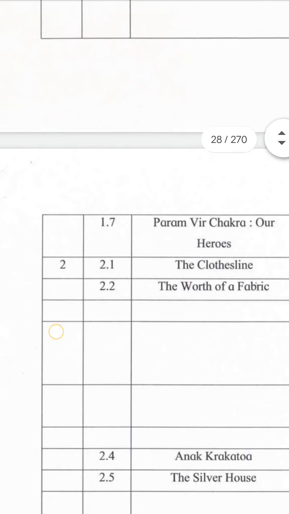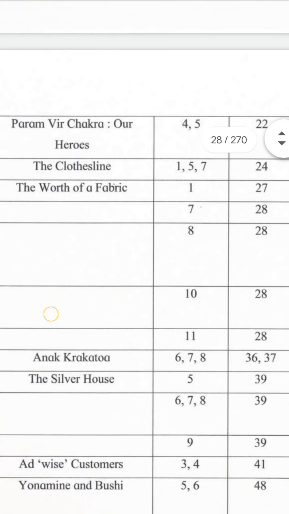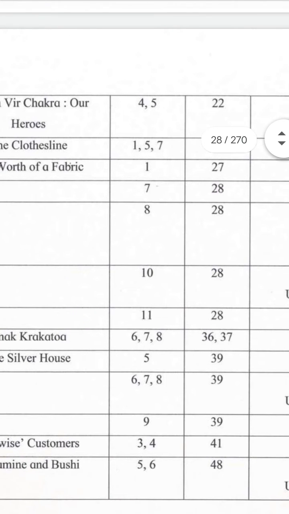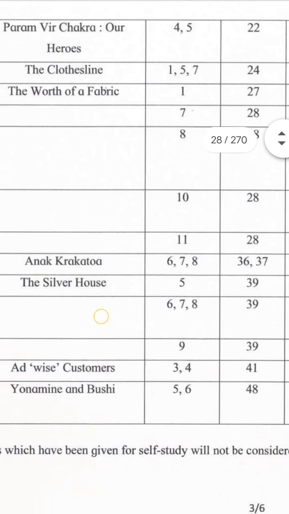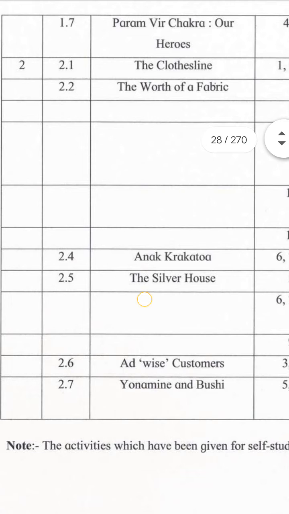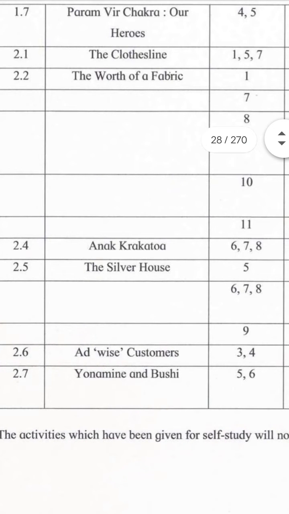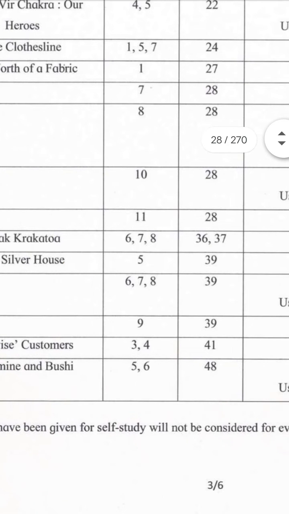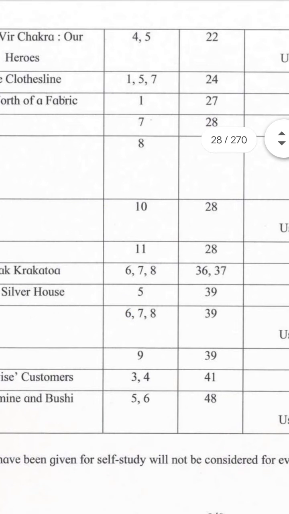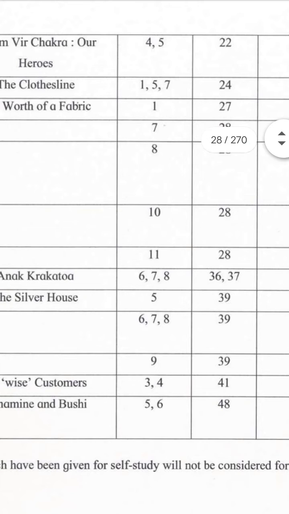Then 1.7, Paramveer Chakra, our heroes. In this, question numbers 4 and 5 are omitted, on page number 22. So you have to do it as self-study using the internet. Coming to unit 2, 2.1, the clothesline. It's a poem in which questions 1, 5 and 7 in the workshop or exercise on page number 24 are omitted, again for self-study.